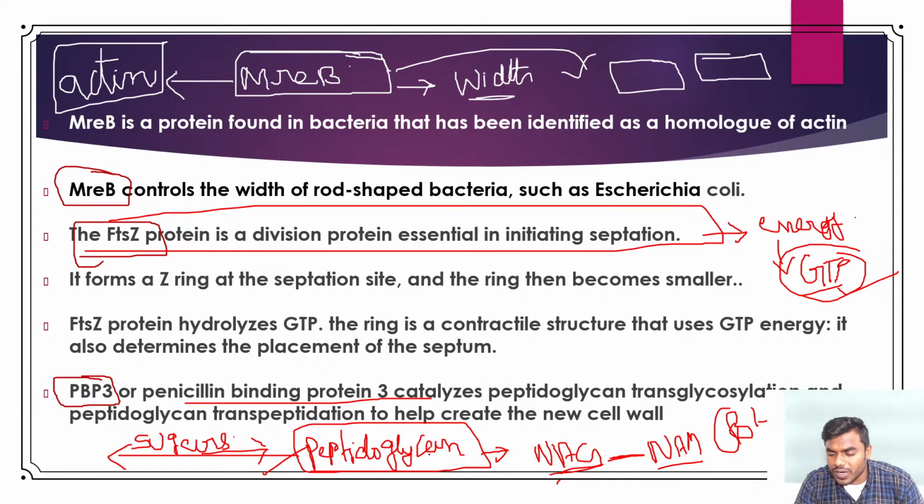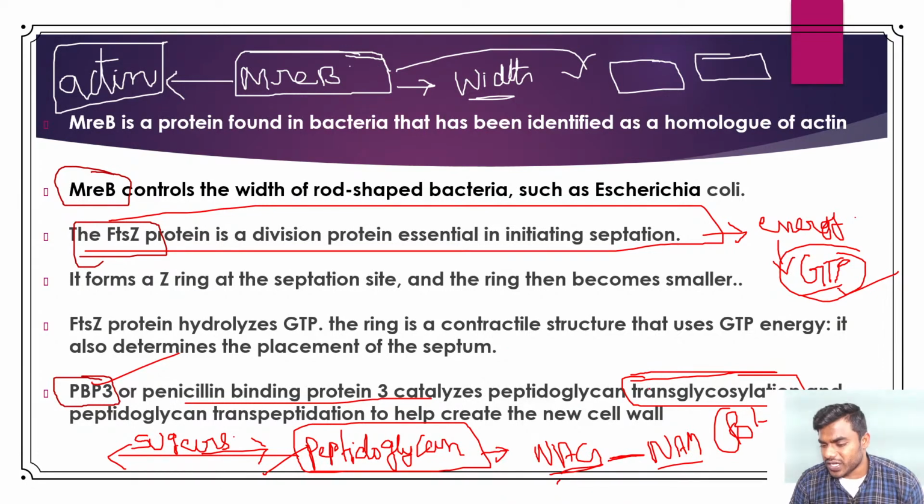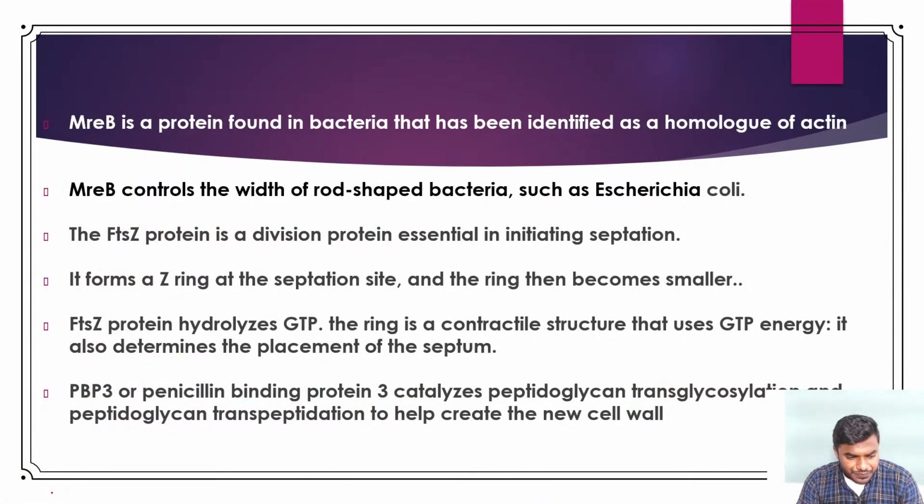If this peptidoglycan wants to become stronger and provide mechanical strength to the bacteria, it has to be added by the sugar. Now, how is it added by the sugar? By the protein called PBP3. So it is just involved in the transglycosylation, which means transfer of the sugars. Please do not get confused with this particular point.